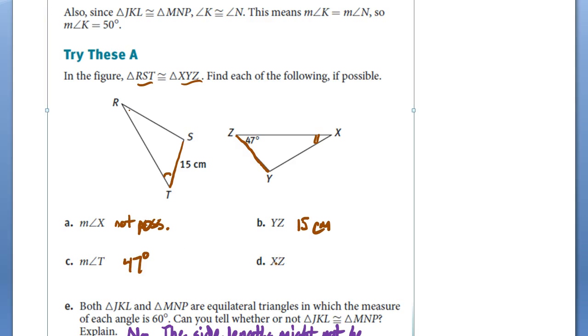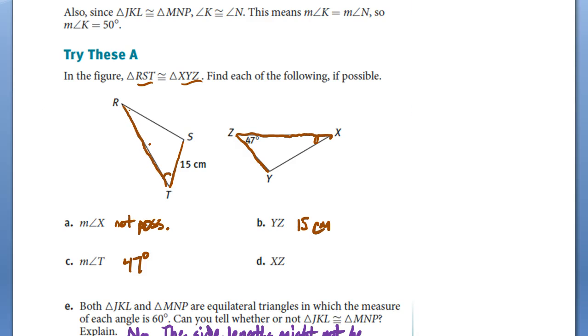And last, can we find segment XZ? So this one right here. Can we figure out how long that is based upon the numbers that we have in this picture? It corresponds to this one here, but we don't know how long that is, and so no, this is not possible with only the numbers that we have in our drawing.